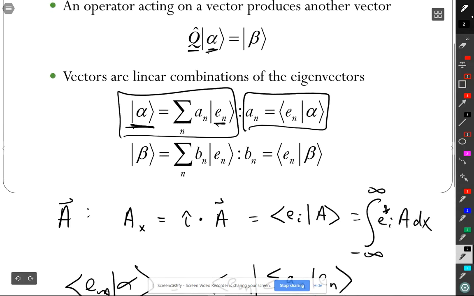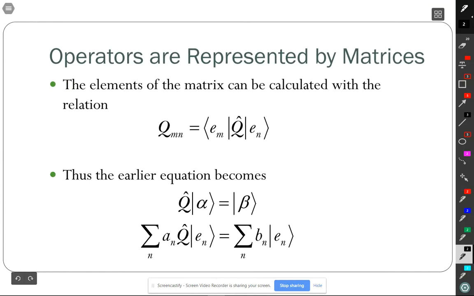So, yeah, they used the summation over m and then put bra E sub n on it. So that's just showing linear combinations. Now, an operator acting on a wave function, or on a vector, gives you a new vector. We can actually find a matrix representation for operators. So E sub m, operator Q, E sub n is Q sub mn.